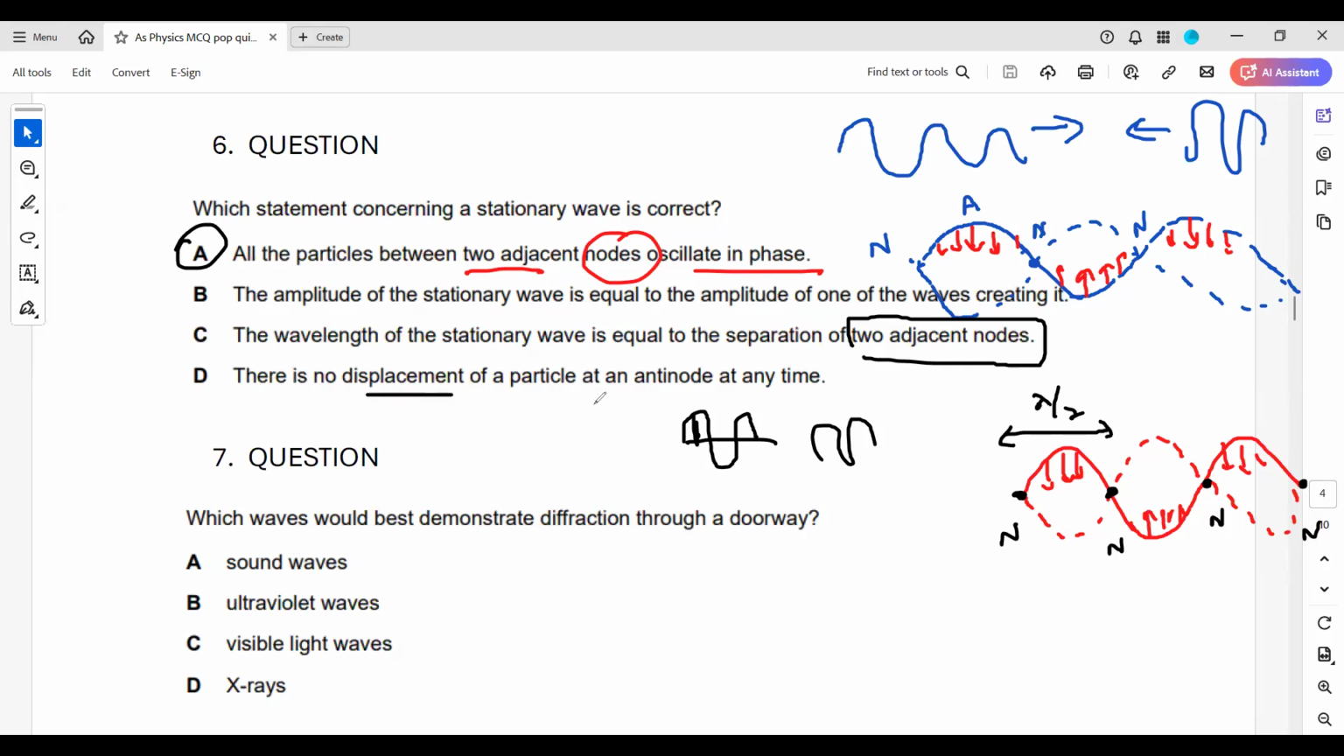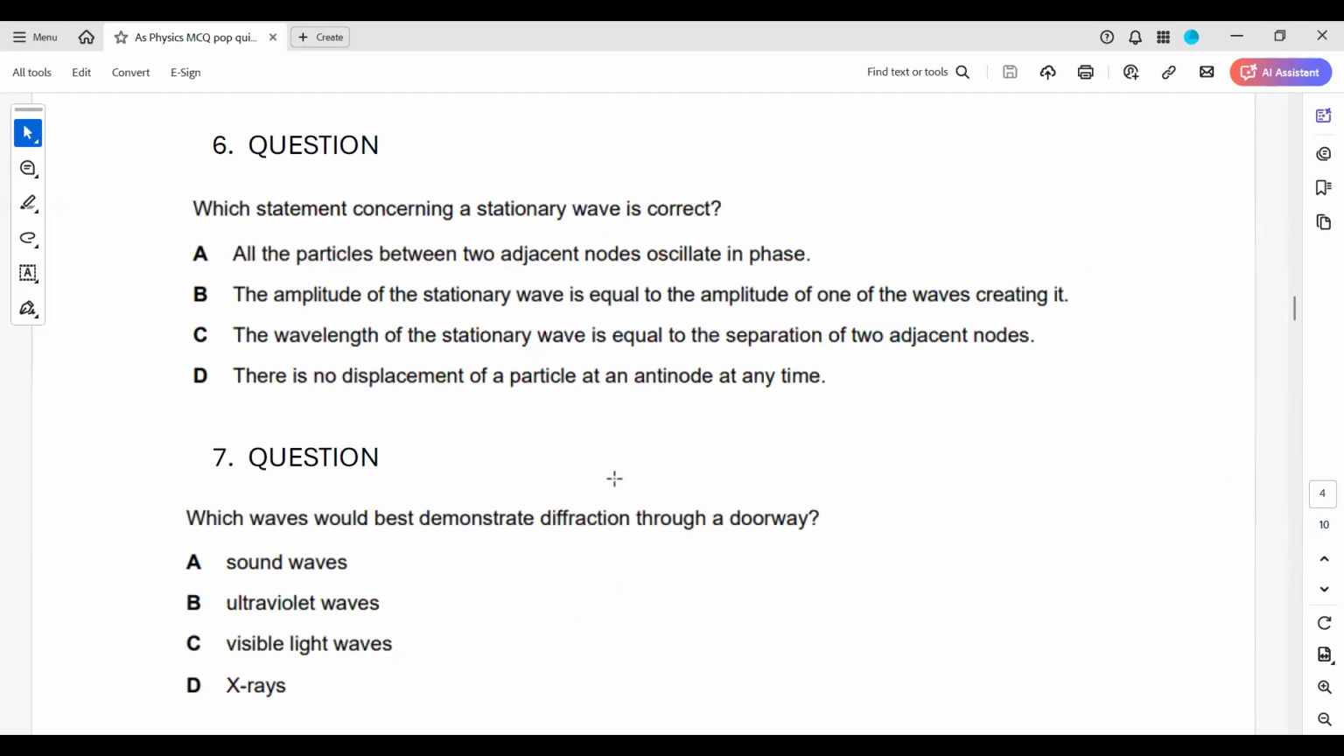And there is no displacement of the particles at an antinode at any time. That is not the case. This should be for nodes. When nodes are produced, the particles are not moving, because for the antinodes, what will happen? The group of particles first are up, and then the next moment that group of particles will be down. So at nodes, the particles are not moving. At antinodes, the particles are moving. First they are going down to the other extreme, then going back up. Is it clear? Question 6.